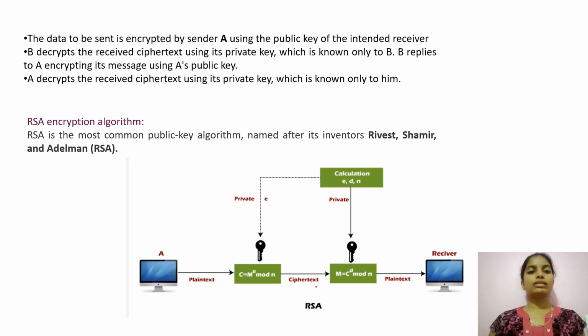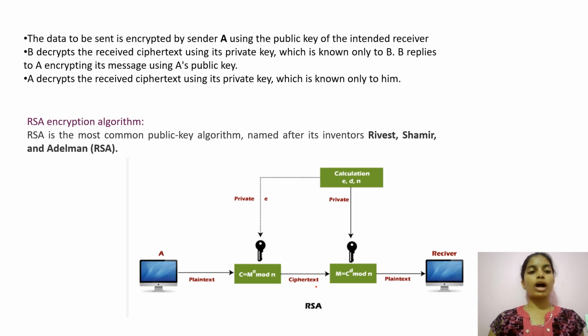The data to be sent is encrypted by the sender using the public key of the intended receiver. B decrypts the received ciphertext using its private key, which is known only to B. B replies to A, encrypting its message using A's public key. A decrypts the received ciphertext using its private key, which is known only to A. So this is what we have seen in the previous diagram.